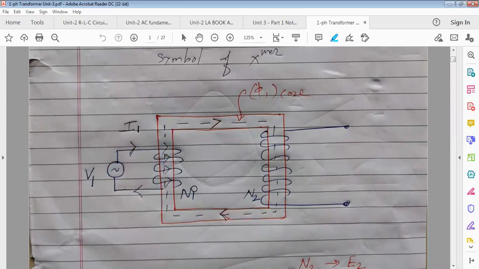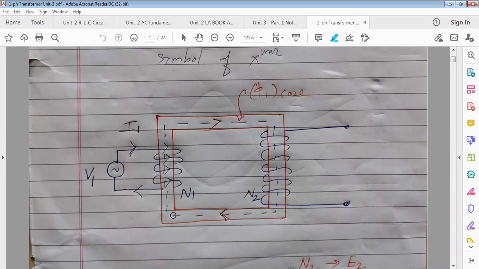Wrap the fingers in the direction in which the coil is wound. Same will be the direction of current, isn't it? So you can find the thumb is pointing in the upward direction. Means through this side limb, flux will flow in upward direction, and it will flow like this also. Now why is flux flowing through this core? We'll see.